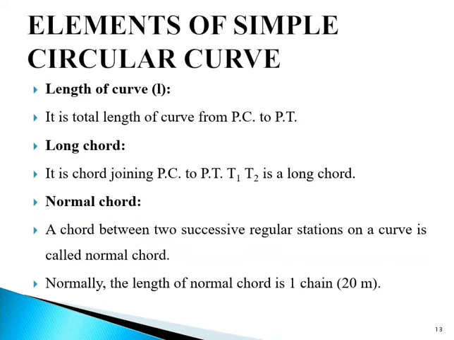Next is length of curve, L. It is the total length of curve from PC to PT. Next, long chord. It is the chord joining PC to PT; T1 T2 is the long chord. Next is normal chord. A chord between two successive regular stations on a curve is called a normal chord. Normally the length of a normal chord is one chain, or 20 meters.